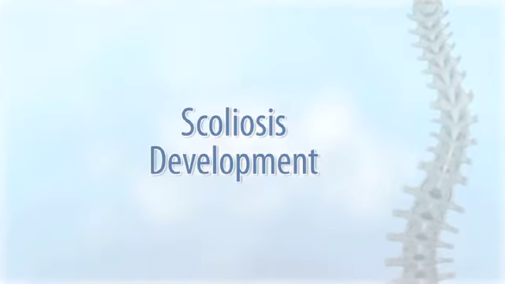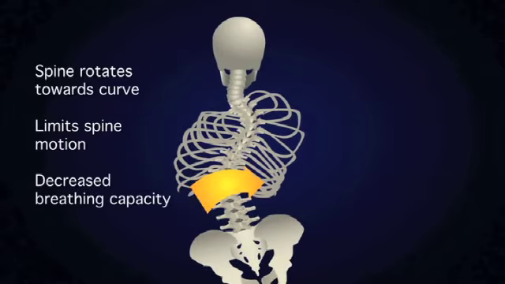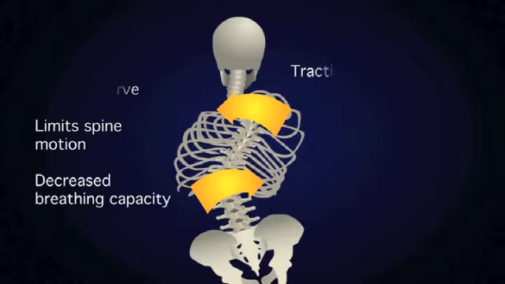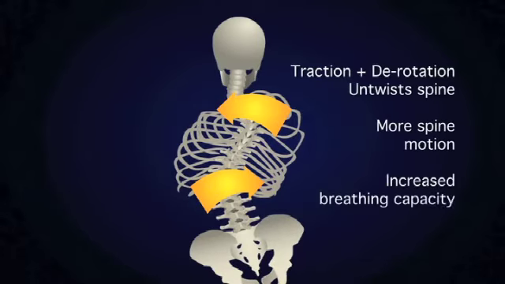The early stage of scoliosis development is characterized by forward head posture and hip rotation. With scoliosis, the spine twists towards the inside of the curvature. As curves progress, the twisting gets stronger and stronger, limiting motion of the spine and decreasing breathing capacity. By using specialized equipment, we can create traction combined with derotation to effectively untwist the scoliosis, creating more spine motion and increasing breathing capacity.